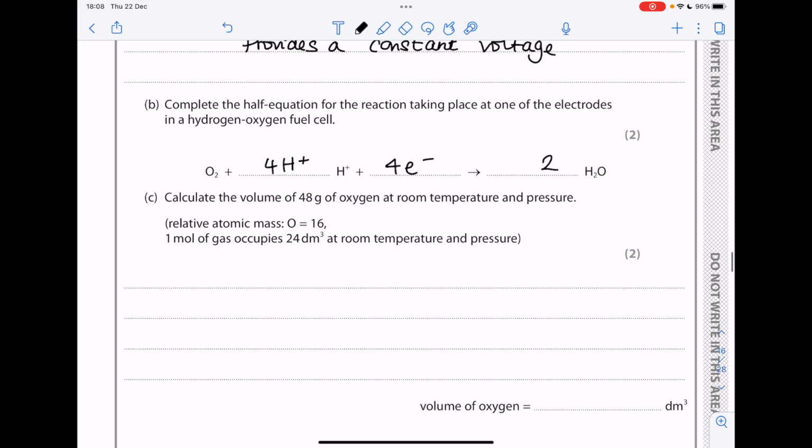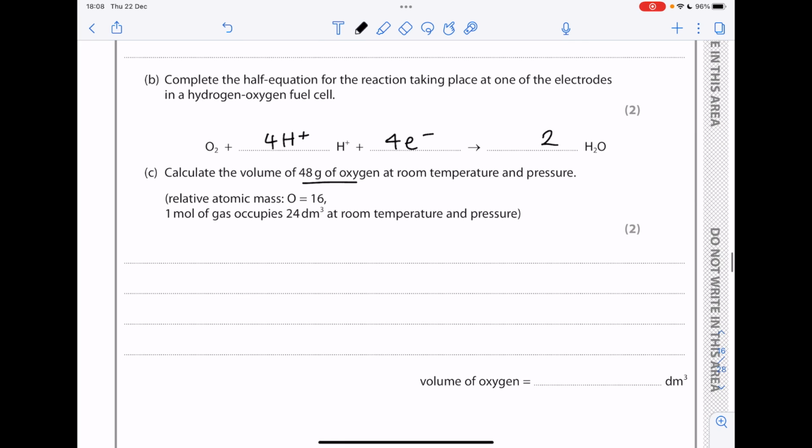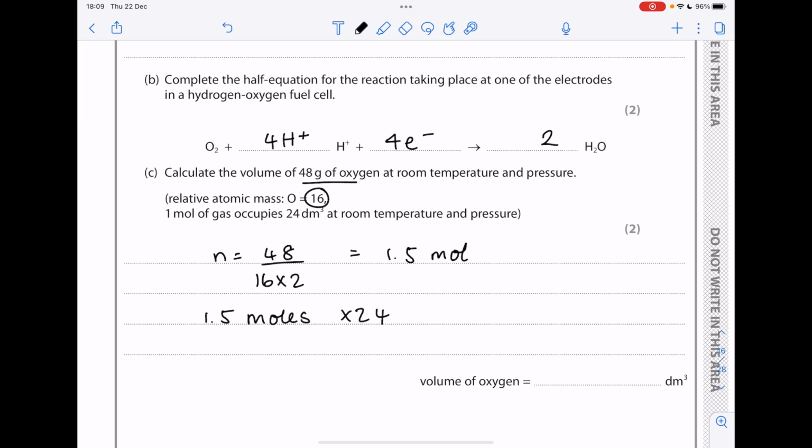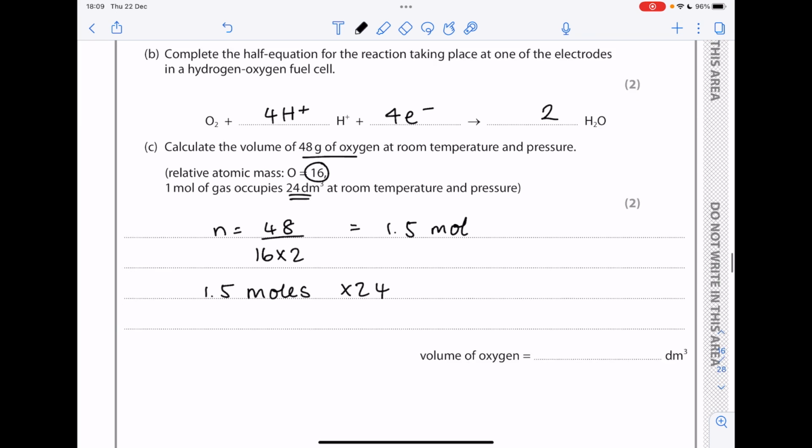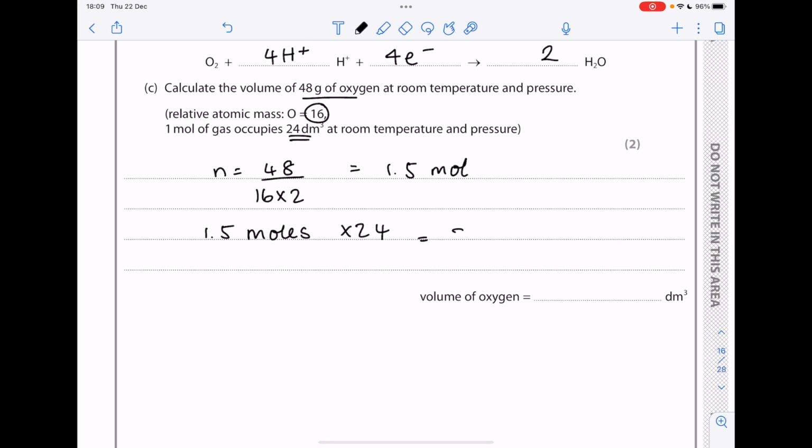Calculate the volume of 48 grams of oxygen at room temperature and pressure. First of all, we need to find the number of moles by doing the mass divided by Mr. So it's O2, so we do 16 times 2. Once you put that into your calculator, you'll get 1.5 moles. And then to find the volume, you do 1.5 moles multiplied by 24, because they've told us that 1 mole of any gas occupies 24 decimetres cubed, to get an answer of 36.